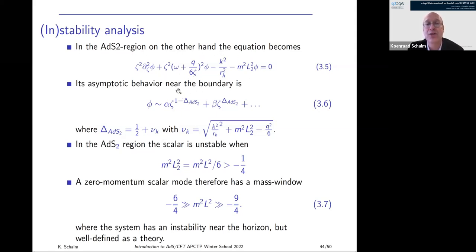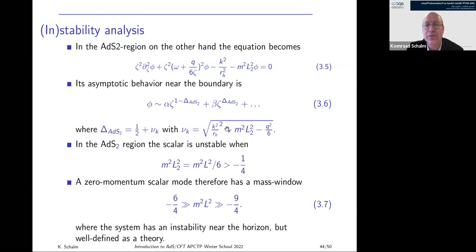And again, its asymptotic behavior near the AdS2 boundary can now be classified in terms of its scaling behavior in this component zeta, where this delta is the AdS2 scaling dimension, 1/2 plus nu_k. And this nu_k is the same nu_k that we had earlier for fermions, except now it's the nu_k for bosons. But again, it depends on the momentum, it depends on the mass, and it depends on the charge of the boson that I choose.